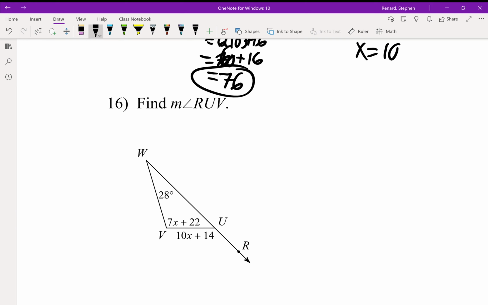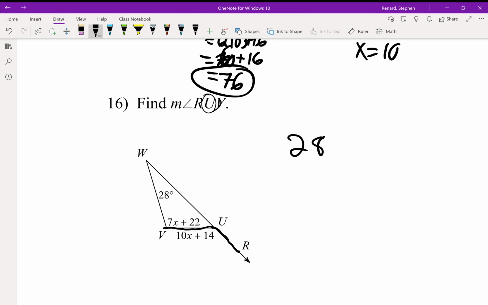Here we're looking for RUV. So when we have RUV, that's direction. R to U, U to V. When we have angle RUV, it centers on that center one, and the R and the V are kind of the directions. Why can't we just say angle U? Because we wouldn't know whether we're talking about this angle right here or this angle right here.